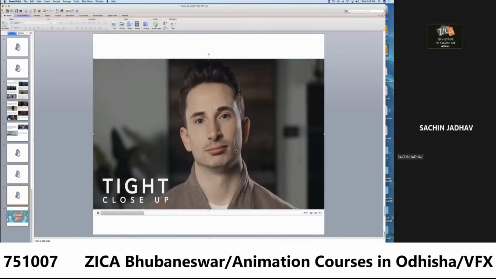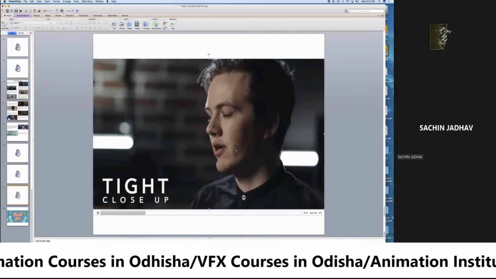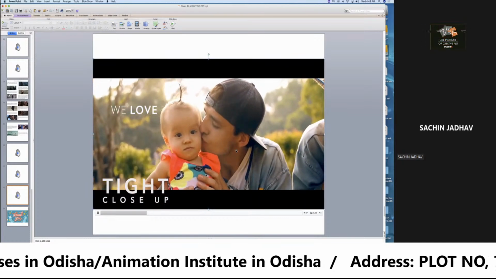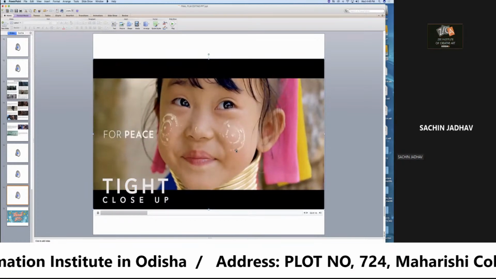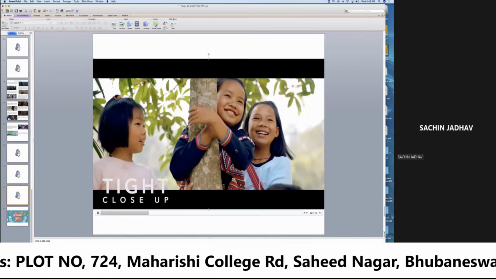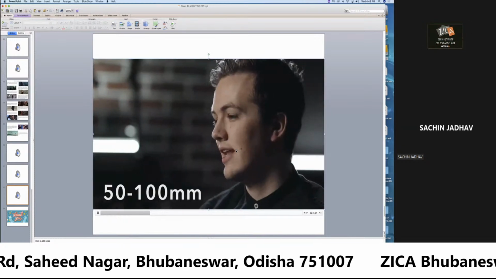A tight shot is often just the head and shoulders of your subject, used mainly for dialogue or to show the detailed expression of your subject. Tighter shots are usually used for important or intense or intimate pieces of dialogue or action to help the viewer know that they should really pay attention to what's being said. And tight shots are typically best shot on tighter focal lengths, like around 50 to 100 millimeter.